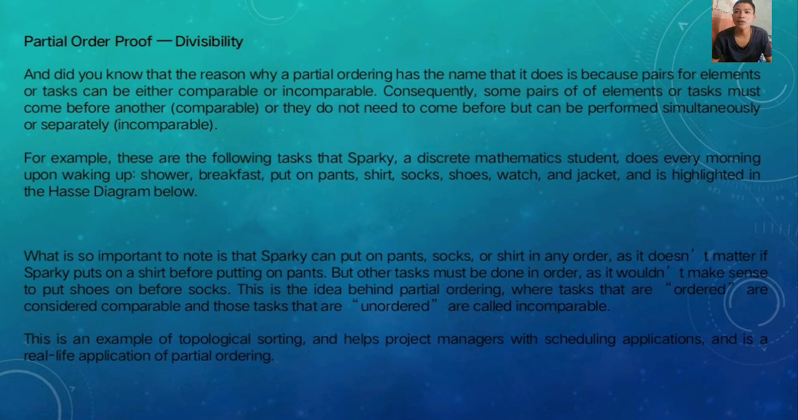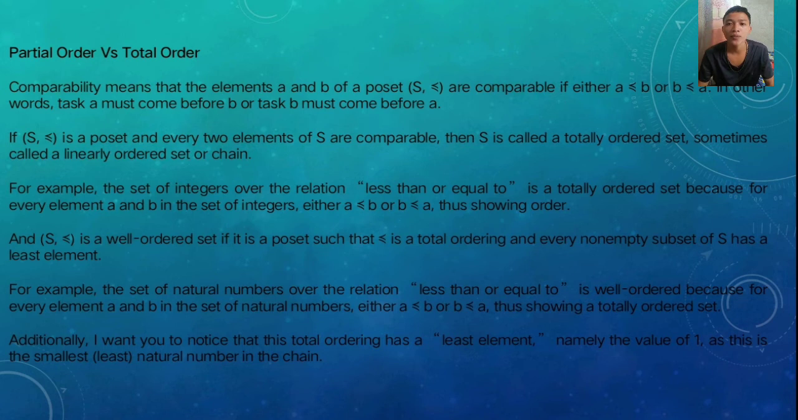This is an example of topological sorting and helps project managers with scheduling, a real-life application for partial ordering. Partial order versus total order. Comparability means that the elements A and B of a poset S are comparable if either A ≤ B or B ≤ A. In other words, task A must come before B or task B must come before A.